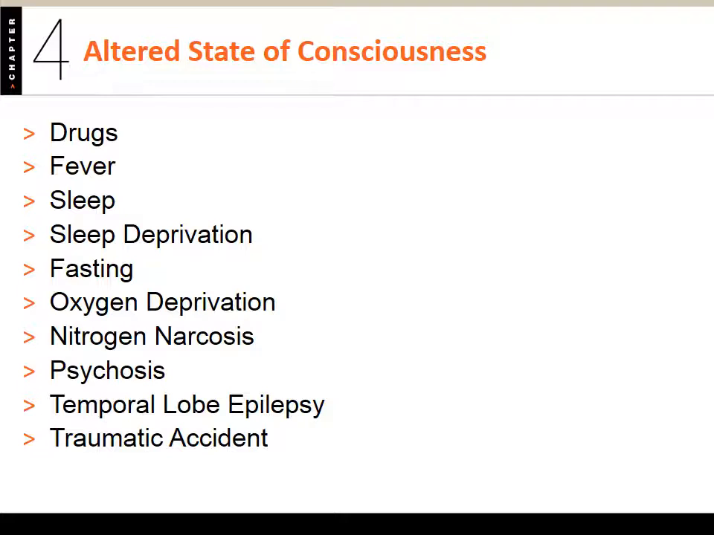Sleep is an altered state of consciousness, and the opposite of that, sleep deprivation, or going without sleep, can cause this. Fasting, I don't know if any of you have ever been on a prolonged fast, but that can certainly lead to altered states of consciousness. Oxygen deprivation, I don't know if any of you have ever been in an oxygen-deprived environment, like miners in a cave. You can be in a very low oxygen or no oxygen environment.